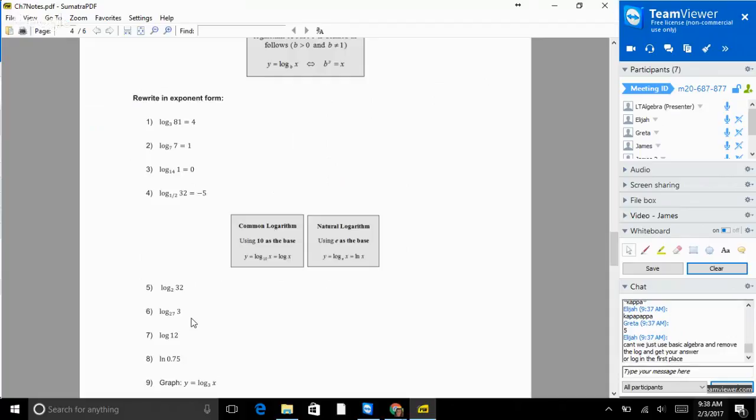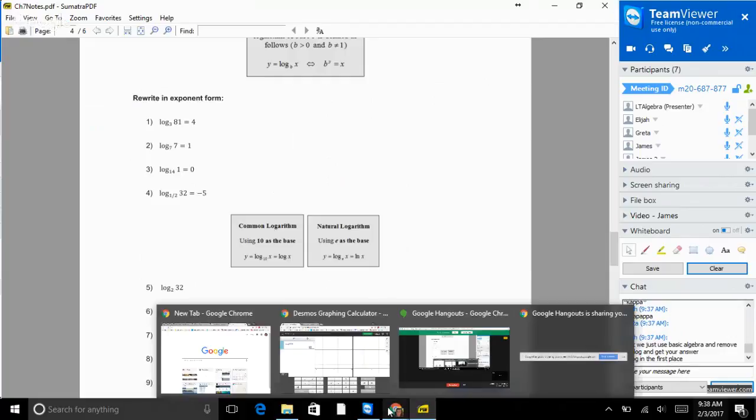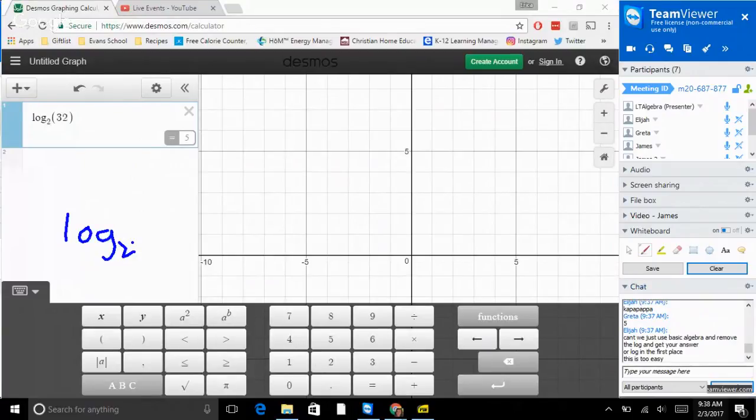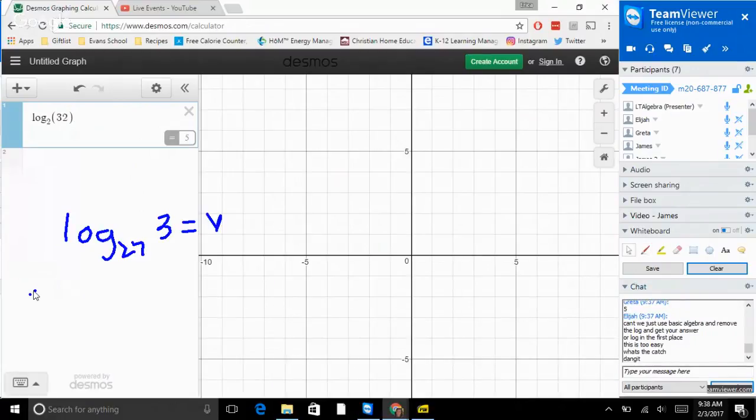Log base 27 of 3. That's why I'm saying you can use your calculator, but just use your brains too. Log base 27 of 3 equals y. There is no catch. This is it. The catch is we're going to learn how to use this in 7.6. There's no catch for 7.4. This is it, so it's just easy. Just enjoy it.